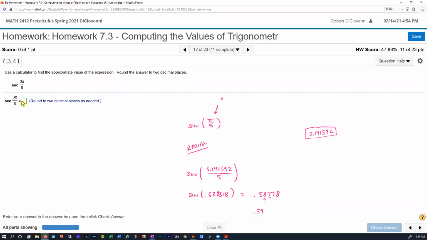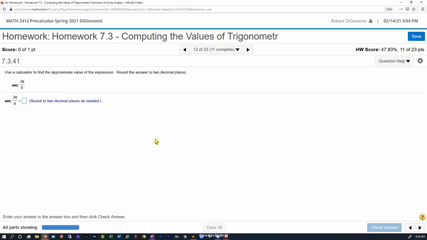Okay, so secant of 3 pi over 8, this is a good one to show you how to do this. If we're going to do secant, most calculators do not have a secant key. So the way we do this is we realize that secant is 1 over cosine. Now I'm going to figure out what all this in here is. So on my calculator, I'm going to go 3 times pi, and you can either use the pi key or the approximation we talked about a second ago.